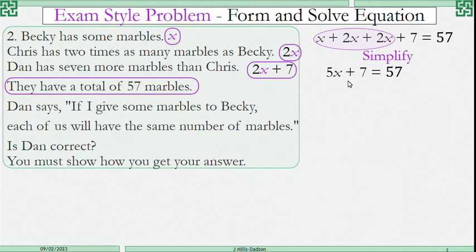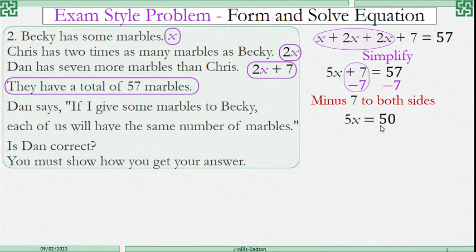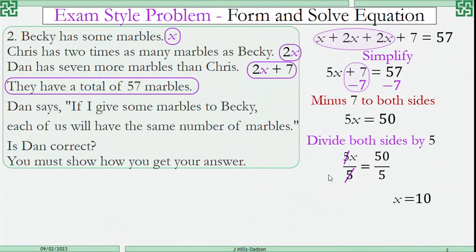Then you solve. Minusing 7 from both sides. So we subtract 7 from both sides. So that will give us 5x equals 50. 5 is multiplying, so you divide both sides by 5. You're going to have 5x over 5 equals 50 divided by 5. And 5 divided by 5 is 1, so we cross it out. So x equals 50 divided by 5, which gives us 10.